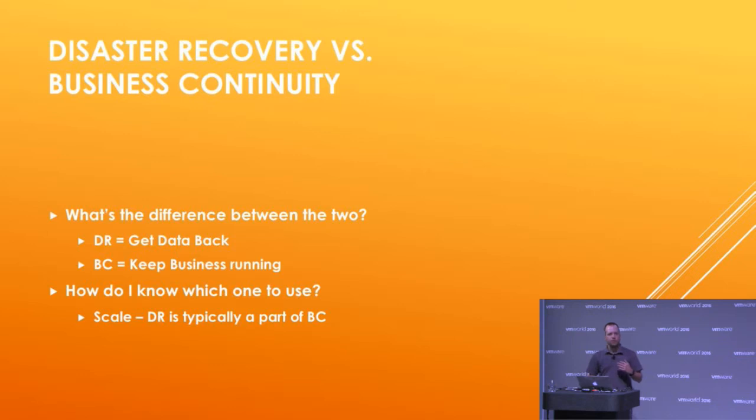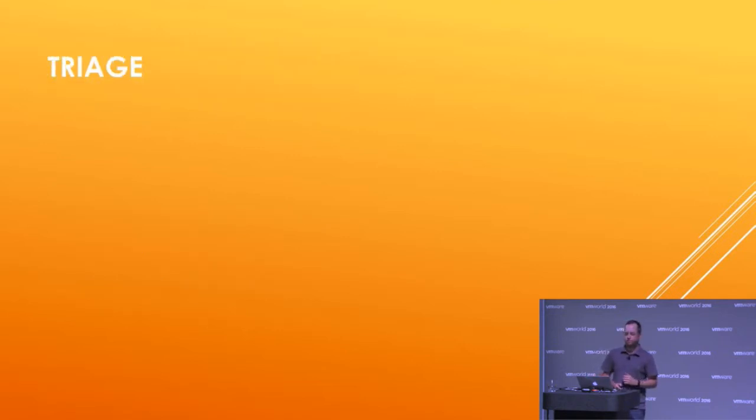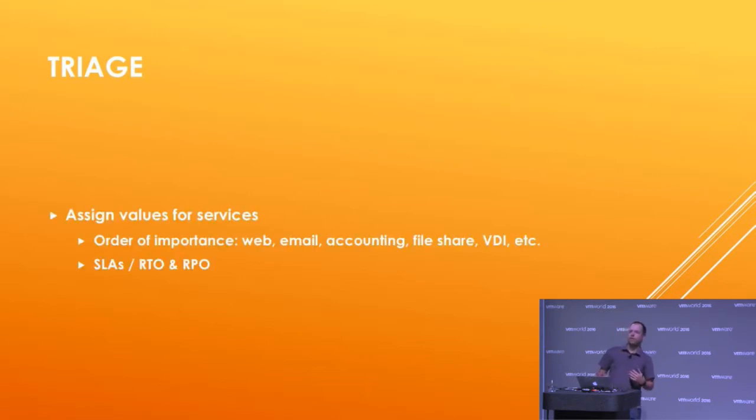So how do you know which one that you need to use? Typically, DR is part of a BC plan. You're usually trying to solve a disaster, and because of that, you need to put your BC plan into play. So the first thing you want to do is some sort of triage. For those who aren't familiar with that term, it's basically a way to assess the damage and figure out what you should prioritize on. So you could basically assign values for services, say take things like web or email or accounting and give them a priority rating of 1, 2, 3 and say, okay, 1 is most important. We always have to work on that.